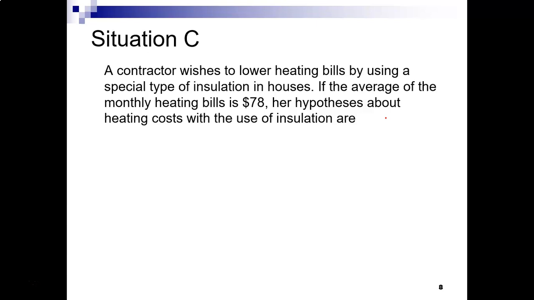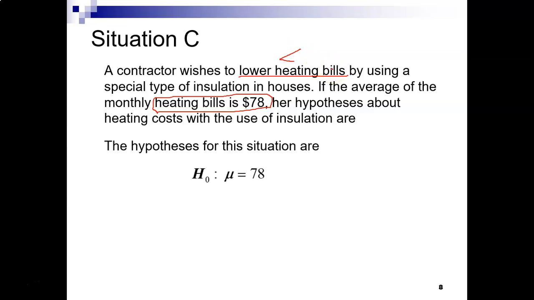All right, so a contractor wishes to lower heating bills by using a special type of insulation in homes. If the average monthly heating bill is 78, her hypotheses about heating costs with the use of insulation are... All right, so what do we know? Heating bill is 78, so that's H0, right? And they want to lower the heating bills. So lower would mean a less than. So H0 is equal to 78. HA is that it's less than 78.